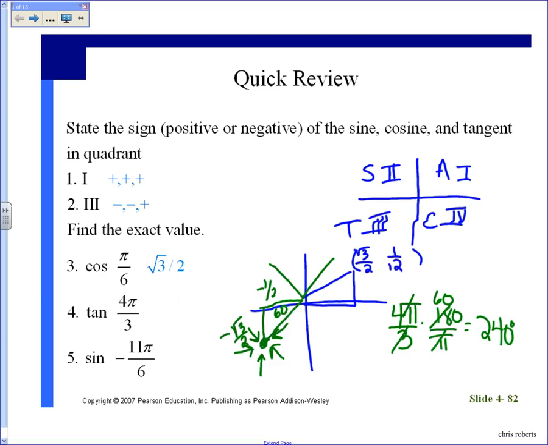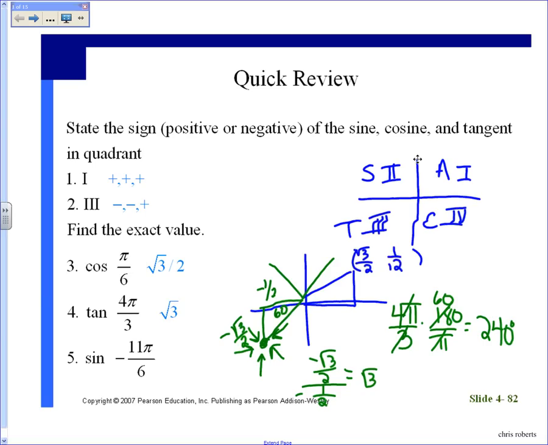Now the tangent value is the sine over the cosine, so we have negative root 3 over 2 divided by negative 1/2. So when we flip that fraction, we get negative root 3. It's actually negative 1/2, so it should become positive root 3. So our tangent of 4 pi over 3 is root 3.